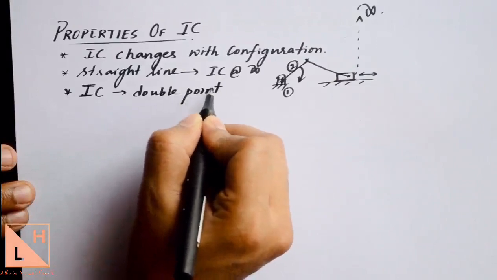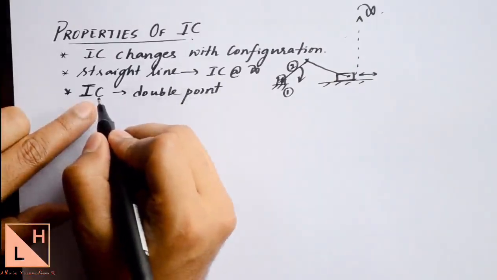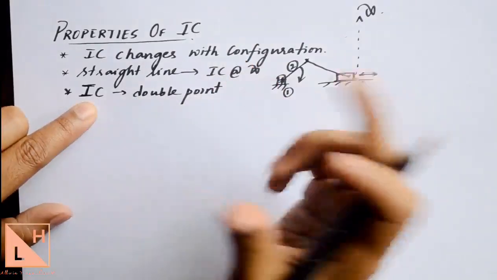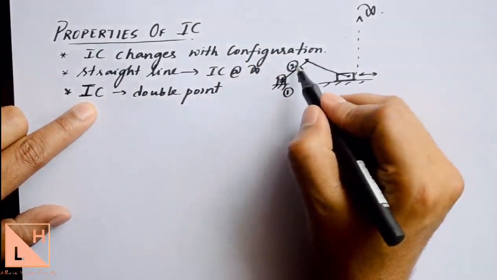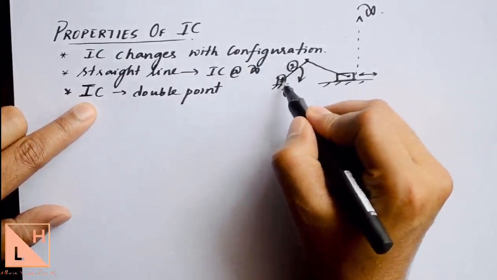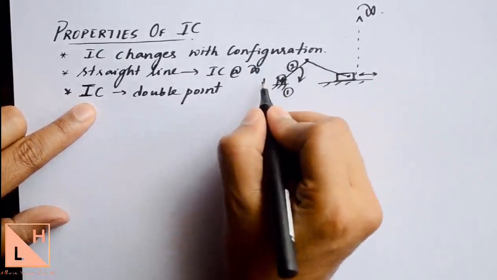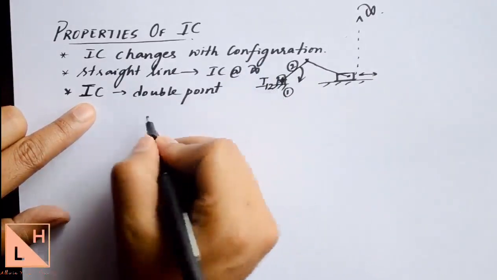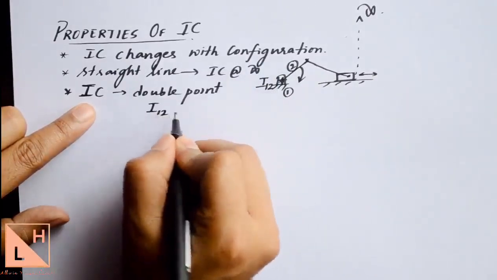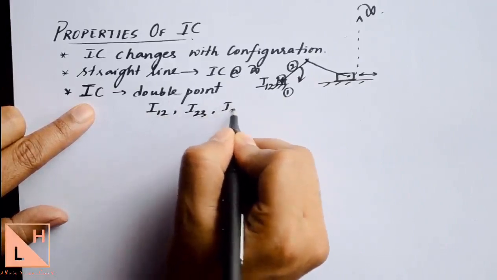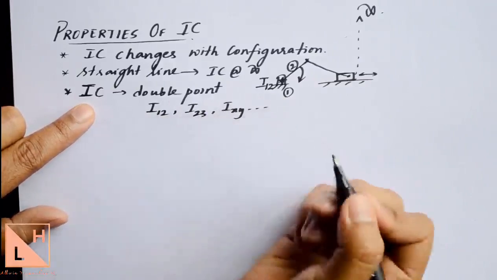Why is it a double point? Because IC is simply the center or a point about which one link rotates with respect to another. As we saw here, link 2 is rotating with respect to link number 1, which means that I should name this instantaneous center as I12. So you will always get the ICs with double points, I12 or I23 or IXY and likewise.